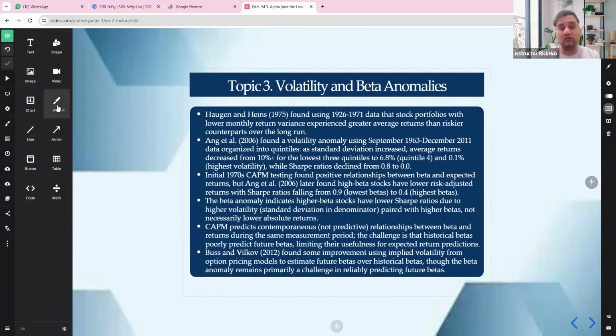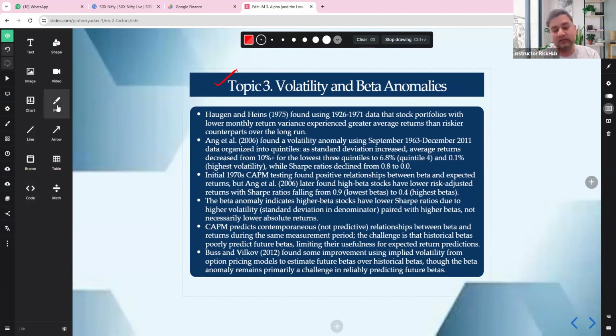Next one is about a little deeper, volatility and beta anomalies. We come to a counterintuitive kind of result. What we are trying to put across in a very simple way is that Haugen and Heins, 1975, found using 1926 to 1975 data that stock portfolios with lower monthly return variance experienced greater average returns than riskier counterparts over the long run, right?